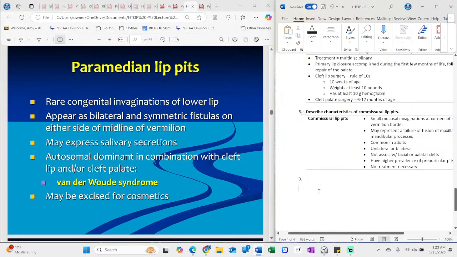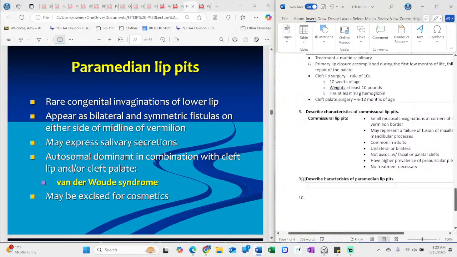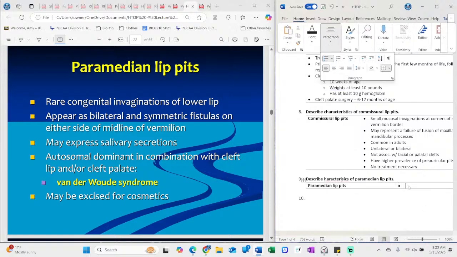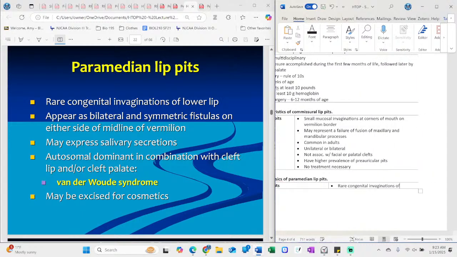Paramedian lip pits, so these are similar indentations or invaginations, but you will see these on the lower lip, and these are believed to arise as persistent structures. During embryonic life, on the lower lip, there will be some kind of sulcus or fissures, which typically should fuse by the 6th week of embryonic life. But if they fail to fuse completely or they persist, that can give rise to paramedian lip pits.